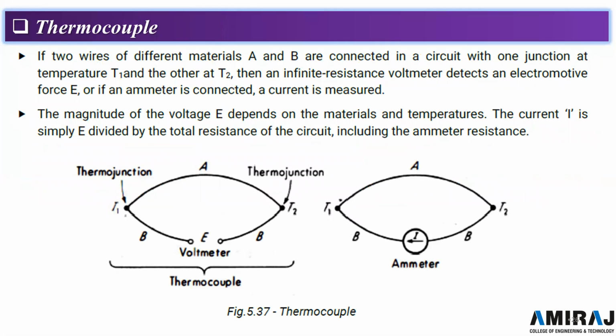Another device is the thermocouple. As I told earlier about the Seebeck effect, if two wires of different materials A and B are connected in a circuit with one junction at temperature T1 and the other at temperature T2, then an infinite resistance voltmeter detects an electromotive force, that is EMF. Here the voltmeter will measure the EMF. And if an ammeter is connected, a current is measured. If we connect an ammeter here, it will indicate the flow of current.